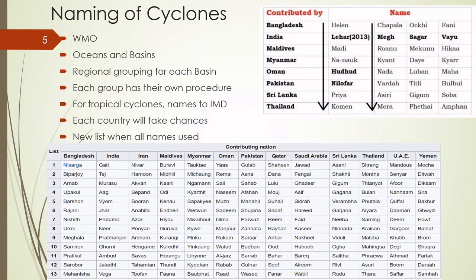So we can already see that Nisarga is the first name in the 2020 list of names of cyclones, and it is given by Bangladesh. And Amphan was the last name in the previous list, and it was given by Thailand. So whenever there is a cyclone happening, the next will be named Gati, the next will be Nivar, and similarly the rest of the names will be used.